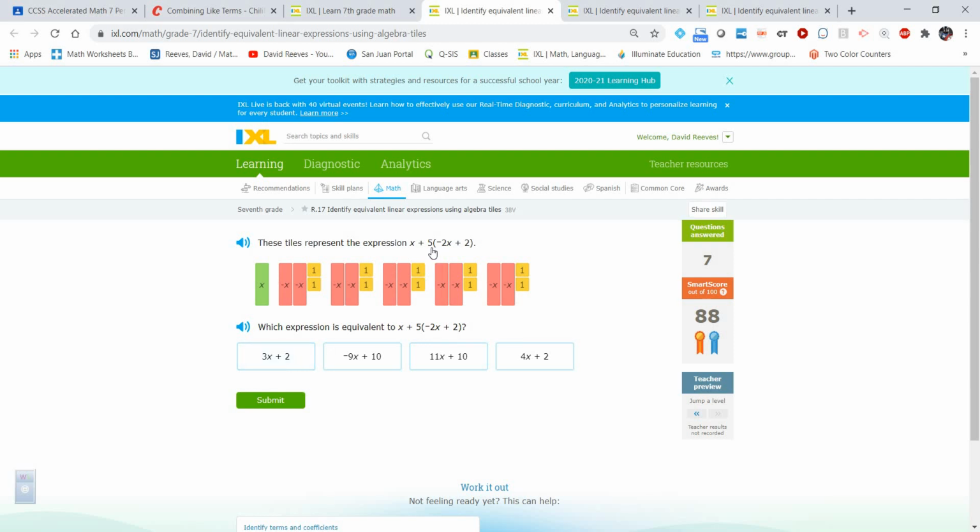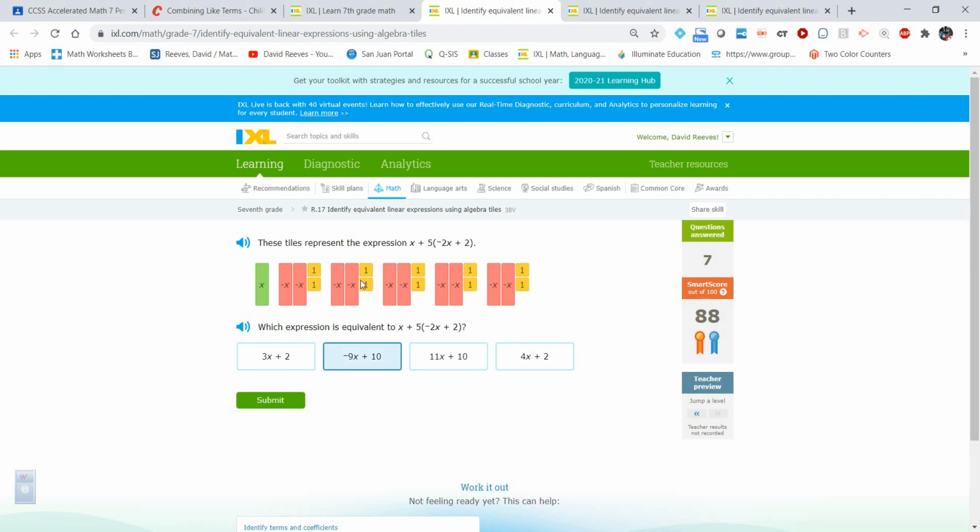Now remember, you must distribute first and then combine like terms. So they took that 5 and they multiplied it by negative 2x plus 2. So I have 5 sets, 1, 2, 3, 4, 5 sets of the same thing, and then I'm going to add it to that x. Well, what do I end up with? I end up with 10 negatives and 1 positive. That's going to give me 9 negatives, and this is the only one that has 9 negatives.